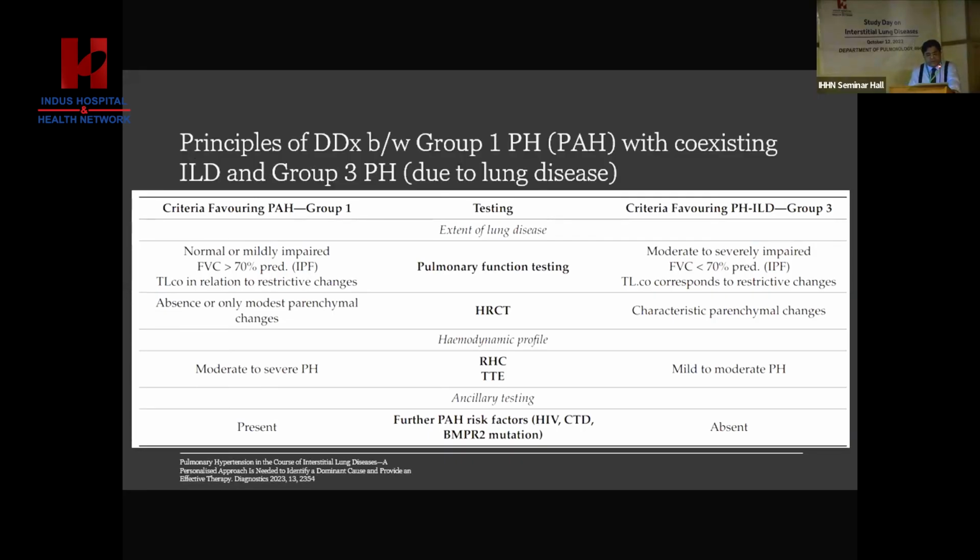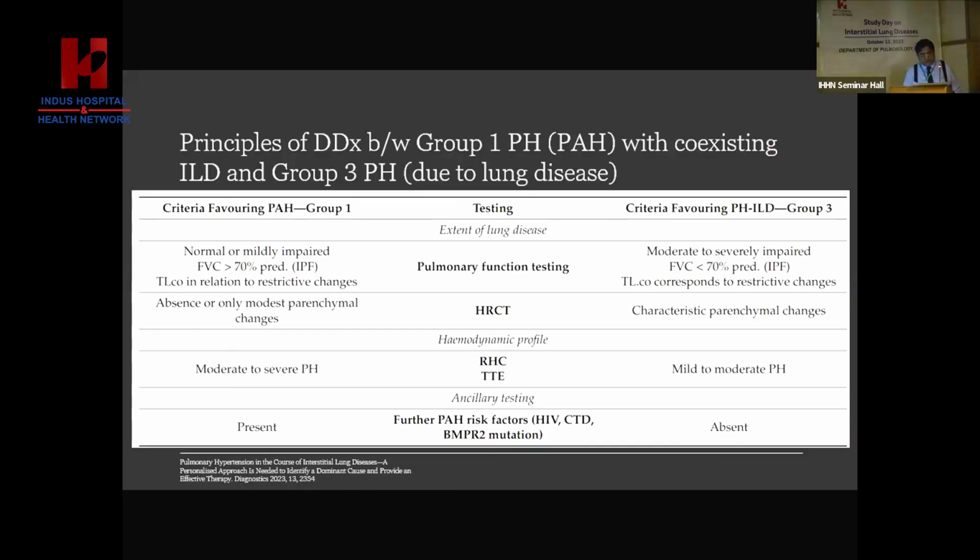For example, in group 1, pulmonary function is normal or mildly impaired, but the TLCO is low. So generally in group 1, the PFT is not that bad as far as pulmonary hypertension is concerned, but in contrast, in group 3 the PFT will be very bad. This is the differentiating point between the two. Another is to look at the HRCT. Obviously, there will be absent or only mild to moderate parenchymal changes on HRCT in group 1. Having said that, group 3 ILD has characteristic advanced staging.